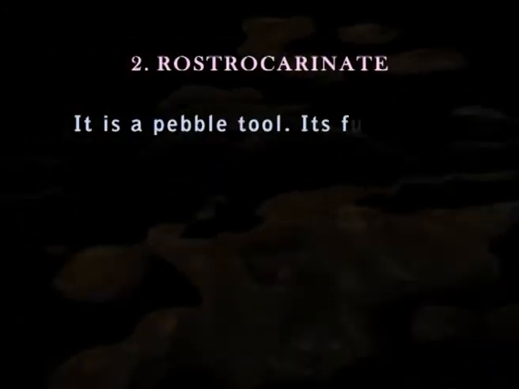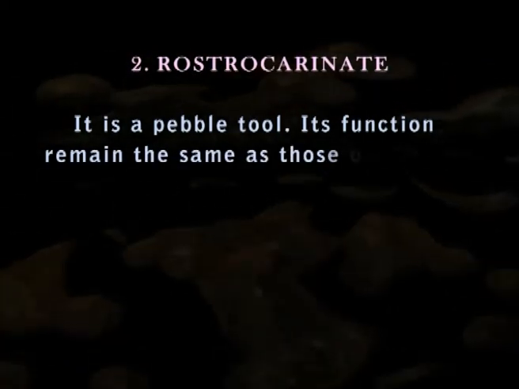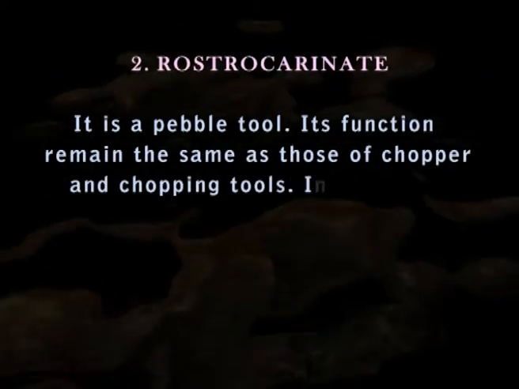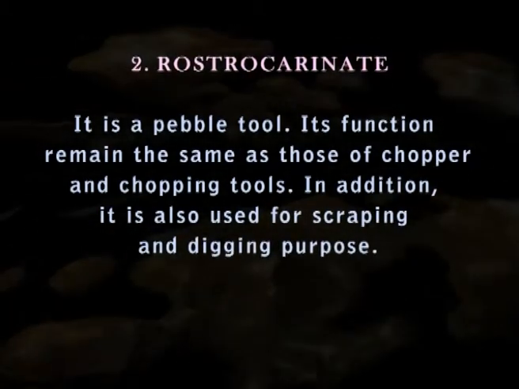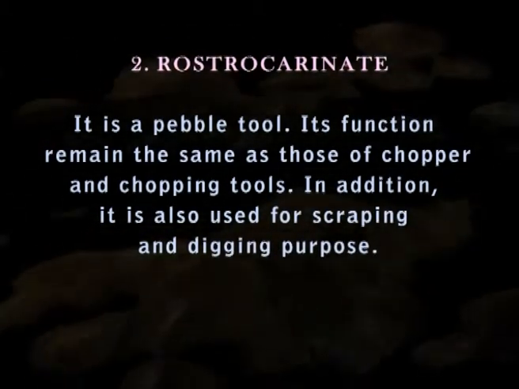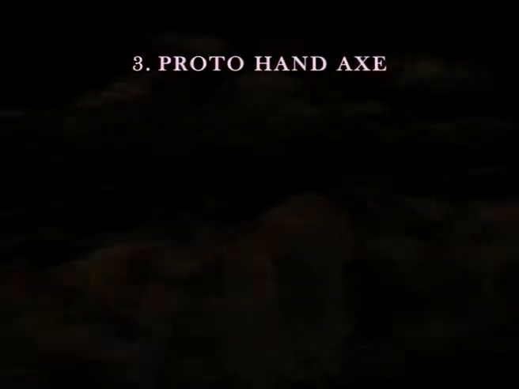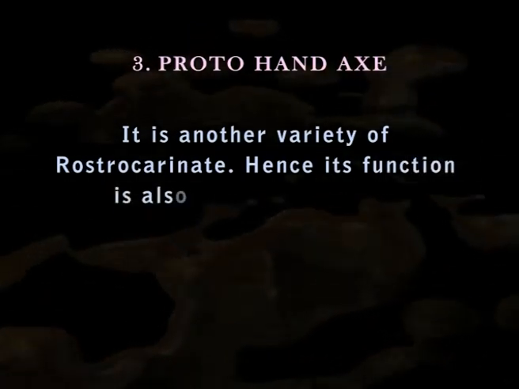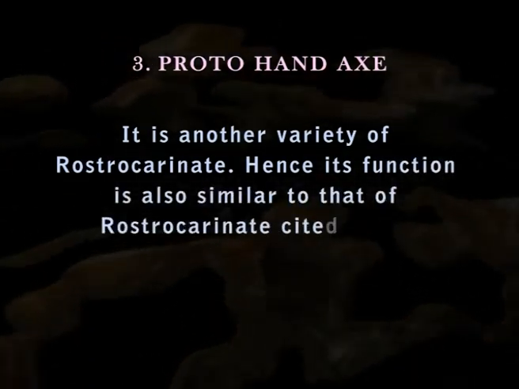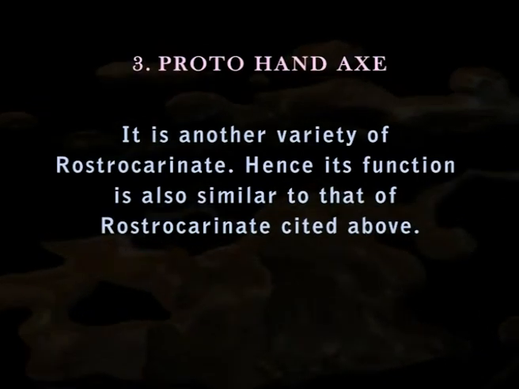Now come to rostrocarinate. It is a pebble tool. Its function remains the same as those of the chopper and chopping tools. In addition, it is also used for scraping and digging purposes. Now come to proto-hand axe. It is another variety of rostrocarinate. Hence, its function is also similar to that of rostrocarinate cited above.